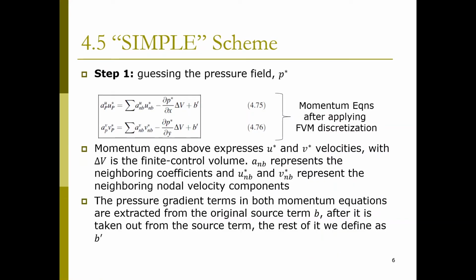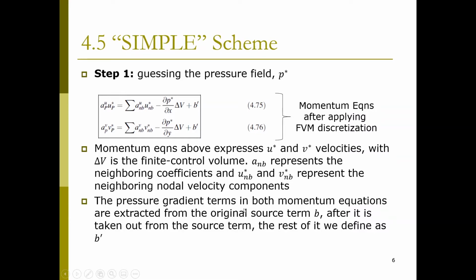So step 1 is to solve the momentum equations. Firstly, we guess the pressure field, P asterisk, P star, we call it. These two equations are the momentum equations that we obtained from the previous chapters using the finite volume method discretizations. So here we have a guessed U, V, and P, with delta V here being the finite control volume. A and B here represent the neighboring coefficients of that control volume, and the same goes for the U guess and V guess, and B here represents the neighboring nodal velocity components, since they are all guessed.